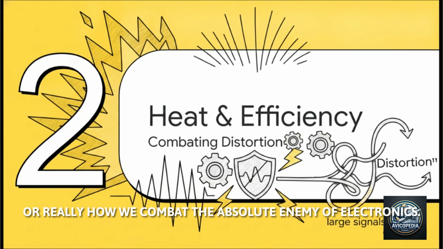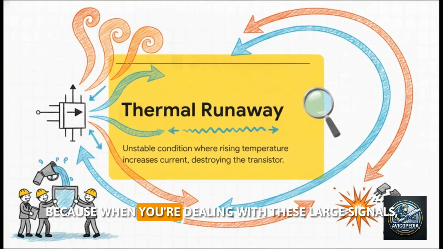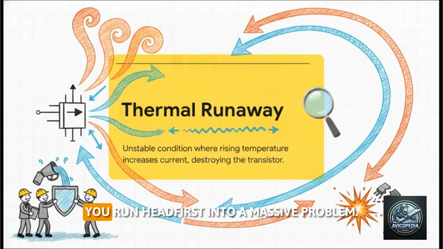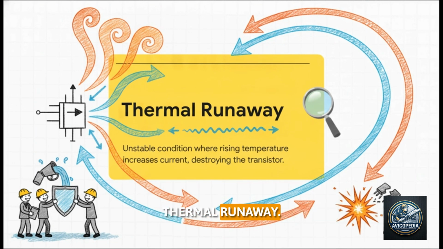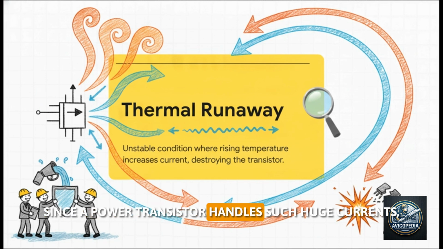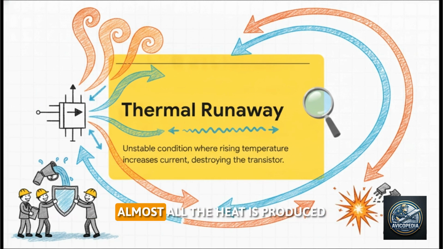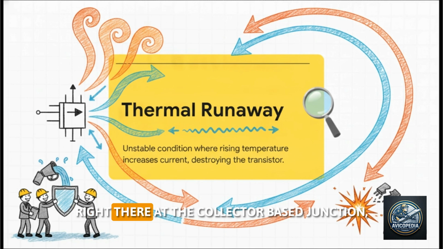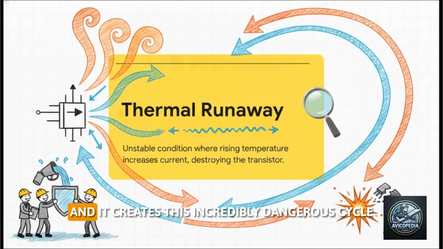Moving on to Section 2, heat, efficiency, and distortion. Or really, how we combat the absolute enemy of electronics. Because when you're dealing with these large signals, you run headfirst into a massive problem: thermal runaway. Since a power transistor handles such huge currents, almost all the heat is produced right there at the collector base junction. And it creates this incredibly dangerous cycle.